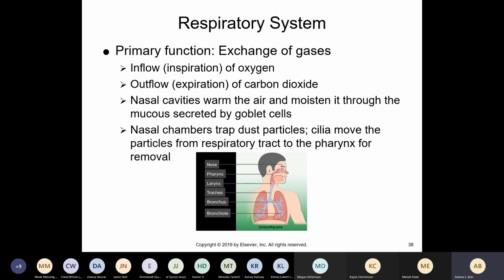Respiratory function, the main function is the exchange of gases. There's the inflow of oxygen and the outflow of carbon dioxide. The nasal cavities also warm the air and moisten it. The nasal chambers will trap dust particles, and the cilia will move those particles from the respiratory tract to the pharynx. So it helps keep our air clean too.